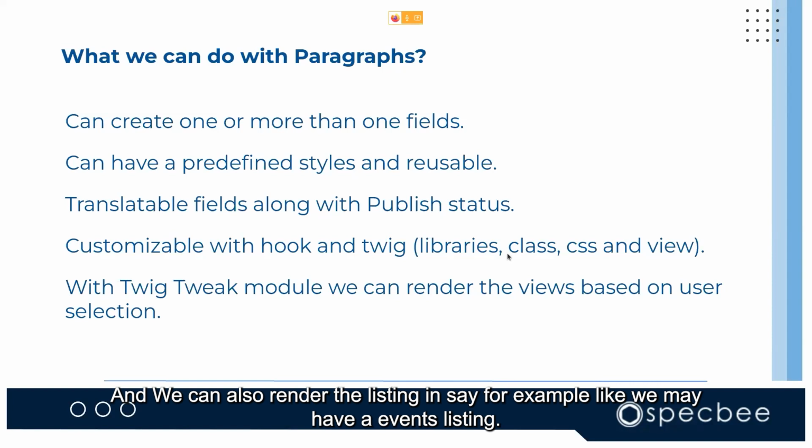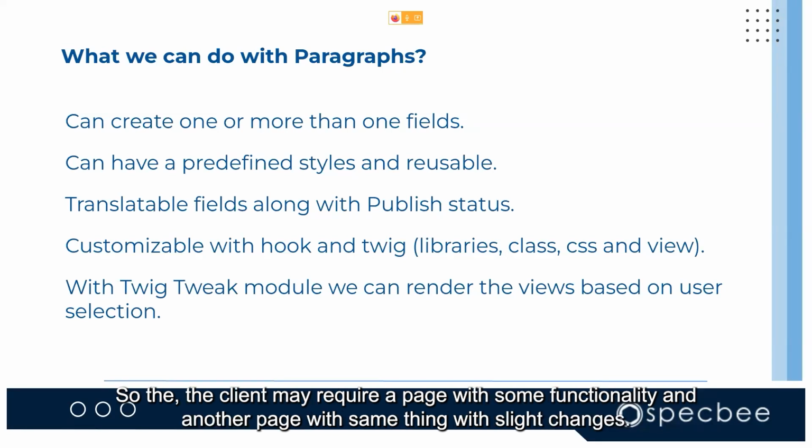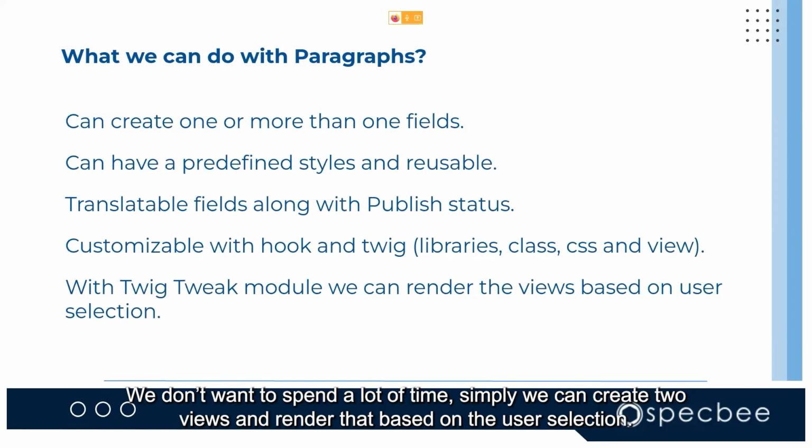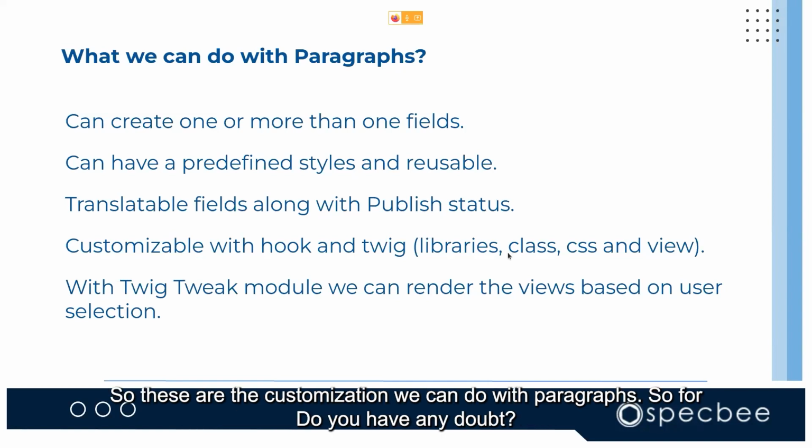And the best thing is, for example, we might have an events listing. The client may require a page with some functionality and another page with the same thing with slight changes. We don't want to spend a lot of time on that. So we can simply create two views and render them based on the user selection. So these are the customizations we can do with paragraphs.